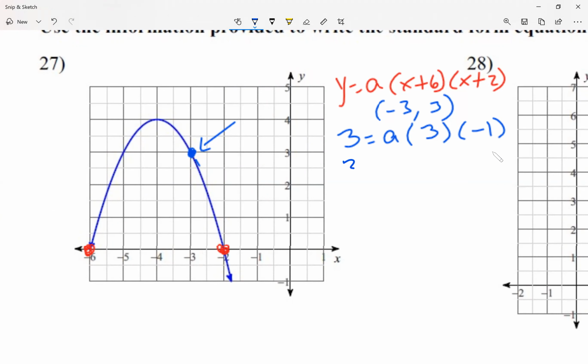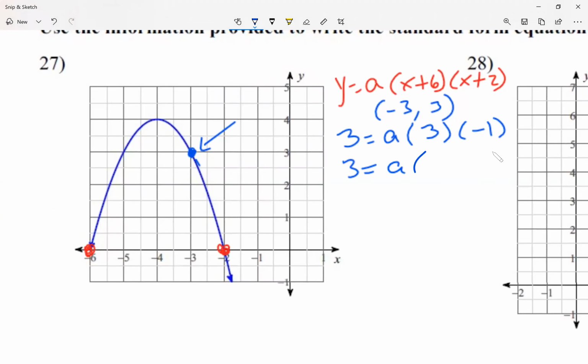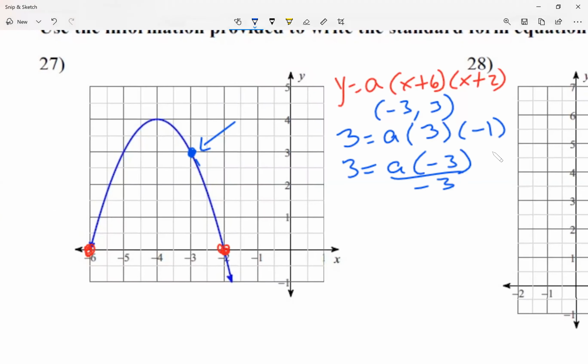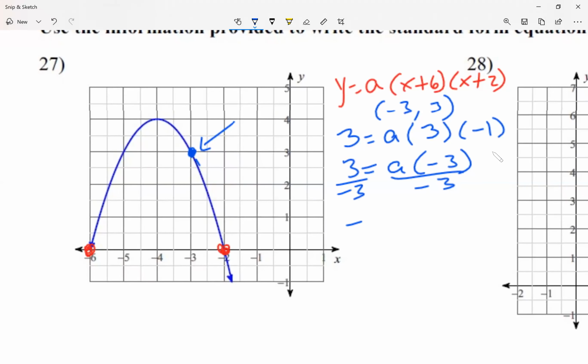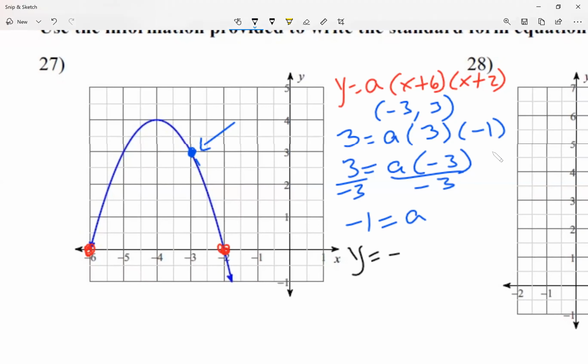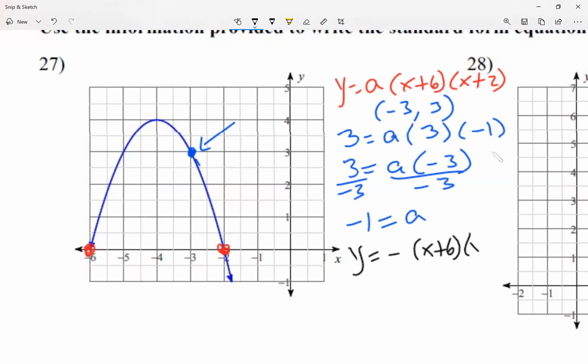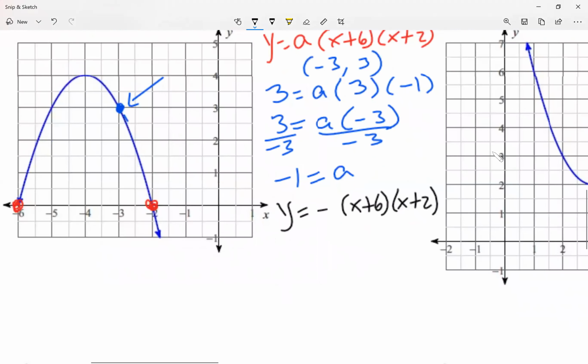So I have that 3 is equal to a times a -3. I multiply my last two parentheses. Let me divide both sides by a -3. So I get that -1 is equal to a. Okay. So if it was the intercept form, I will get y equals the negative sign, x plus 6, x plus 2. If this was the intercept form.